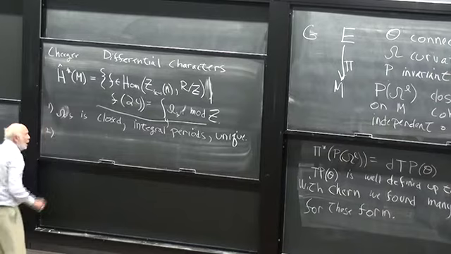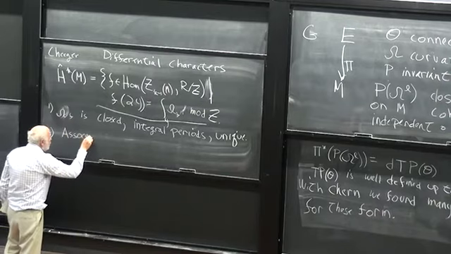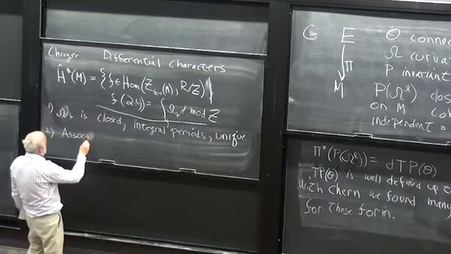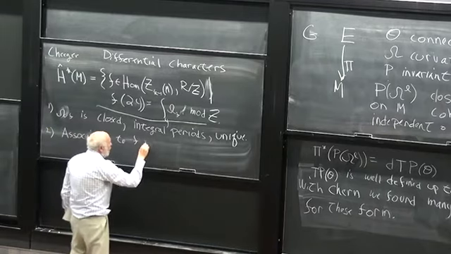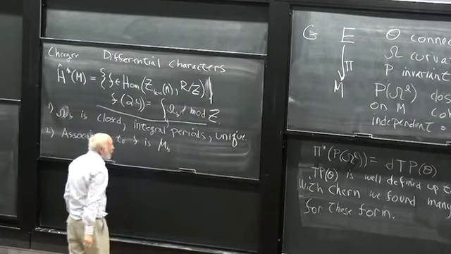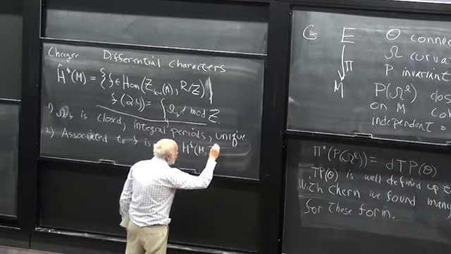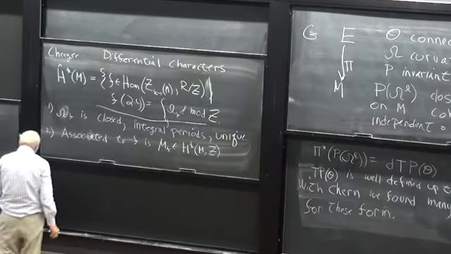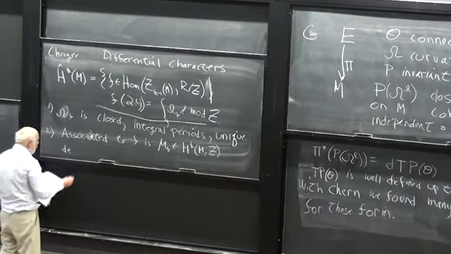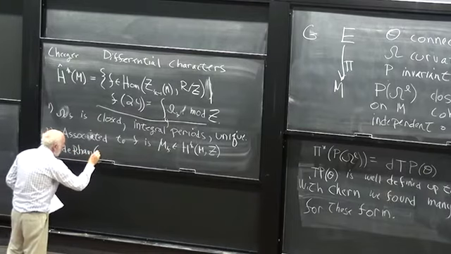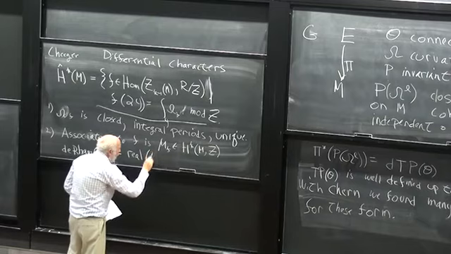Now, the second point, I'll simply say that associated to f is mu sub f contained in H^k(M, Z). And it has the property that the de Rham image of omega sub f equals the real image of mu sub f.